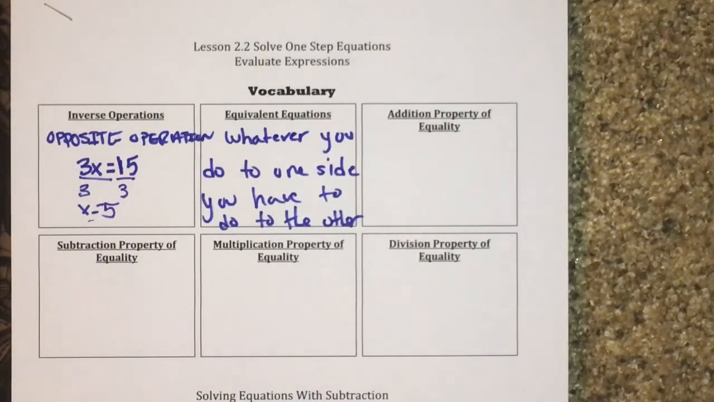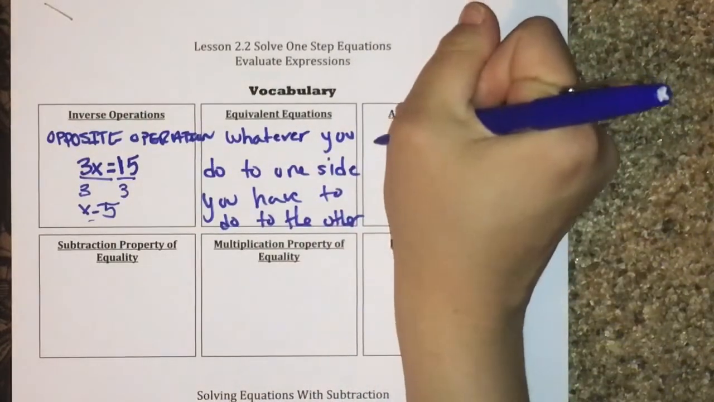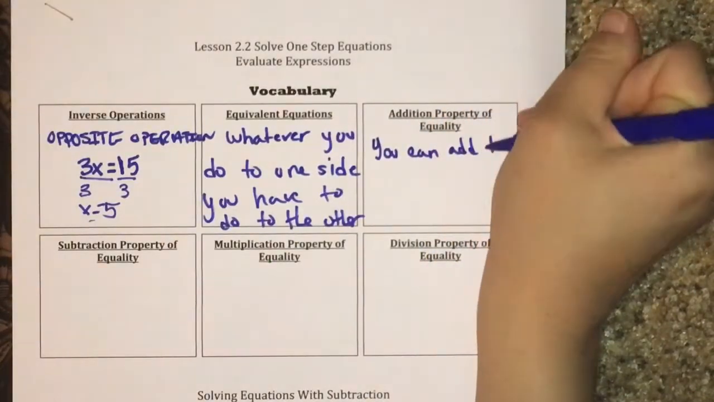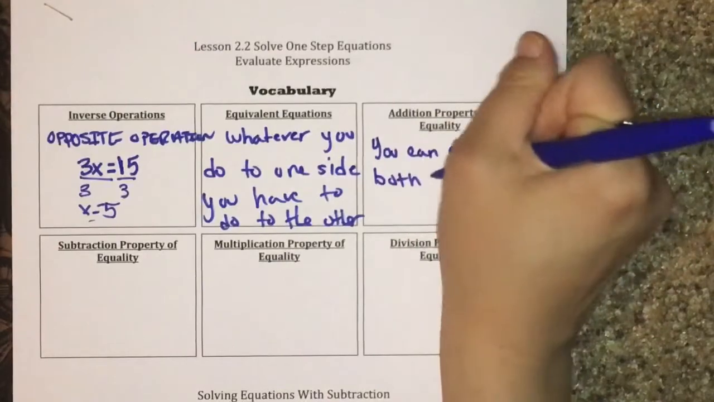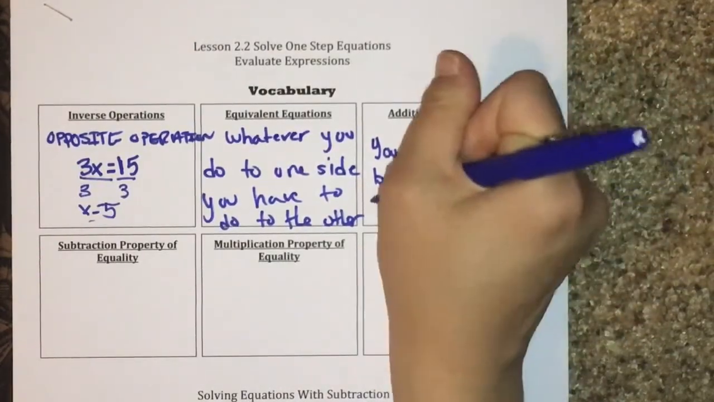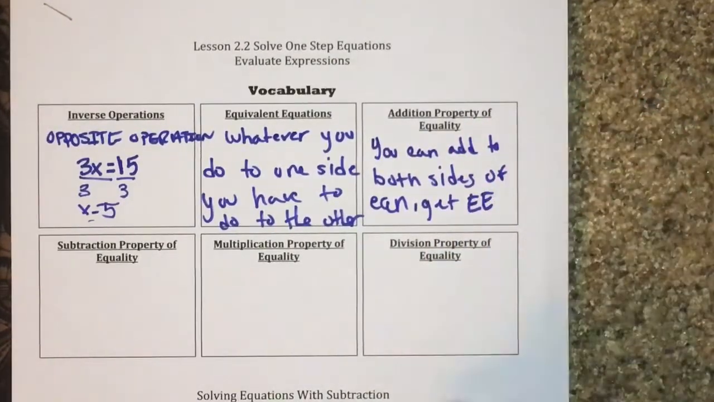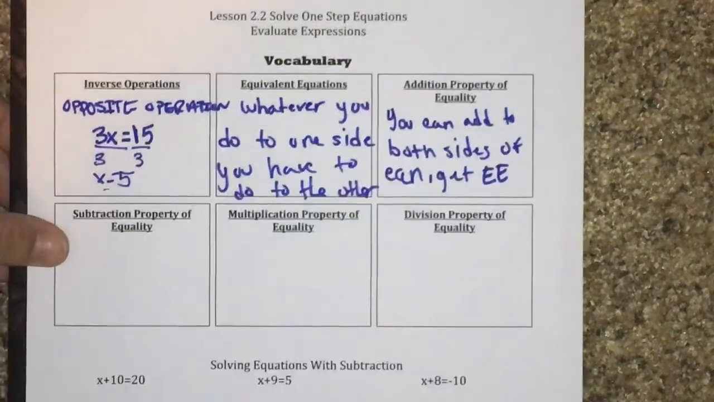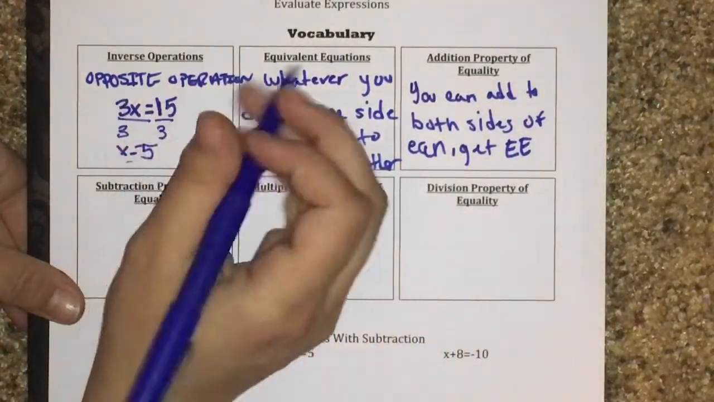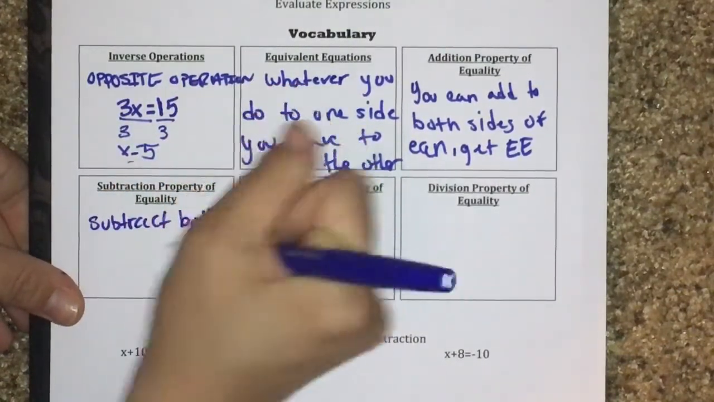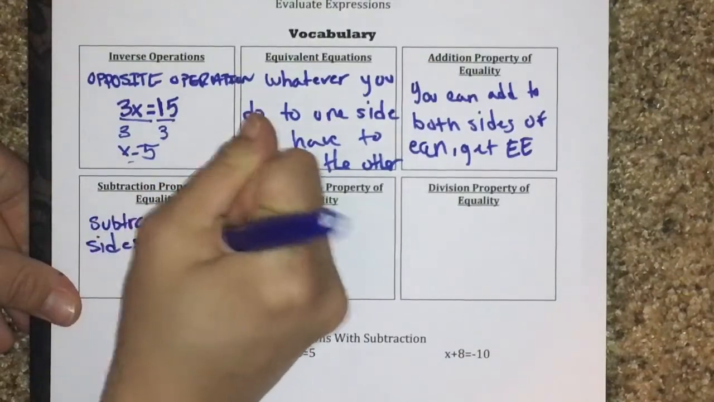Now we have the addition property of equality, which basically says you can add to both sides of an equation and get an equivalent equation. Okay, if I were to add 3 to both sides of an equation, it would result in an equivalent equation. Subtraction property basically says the same thing, but subtraction. You can subtract both sides by the same number or letter.